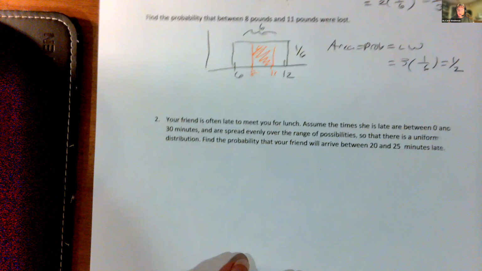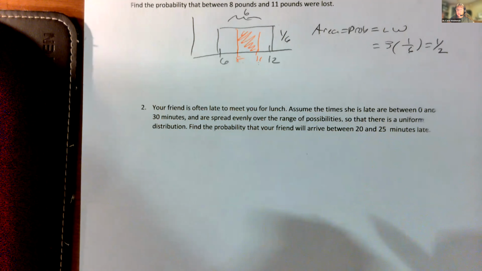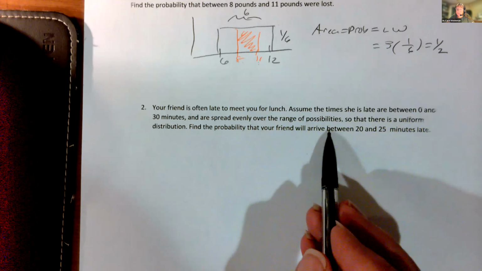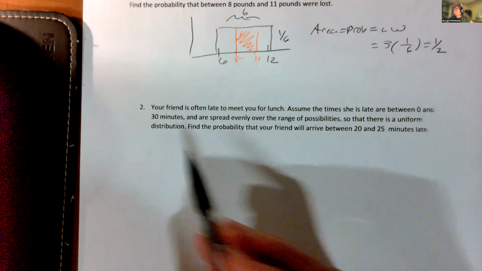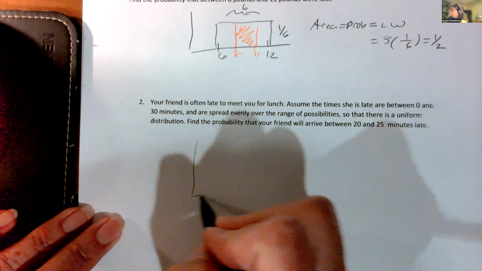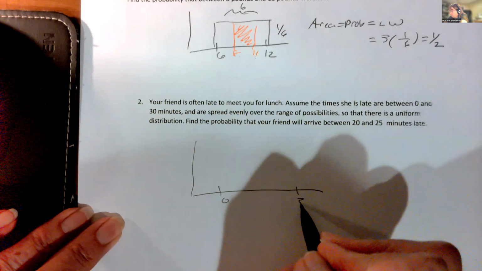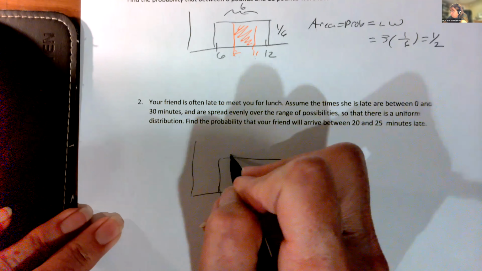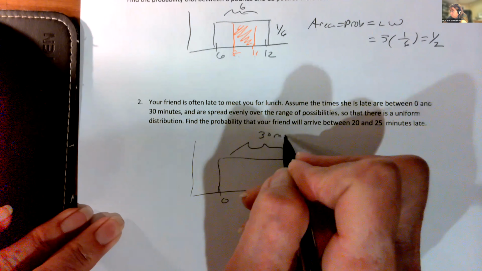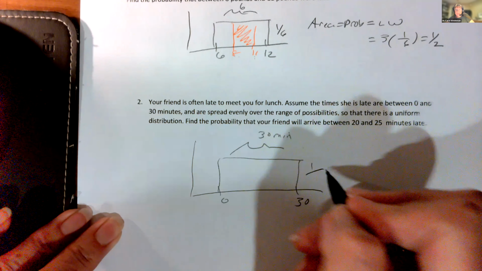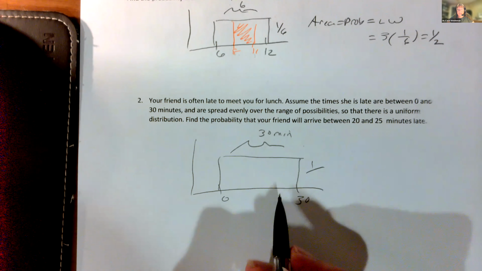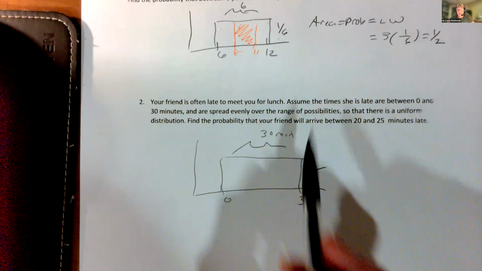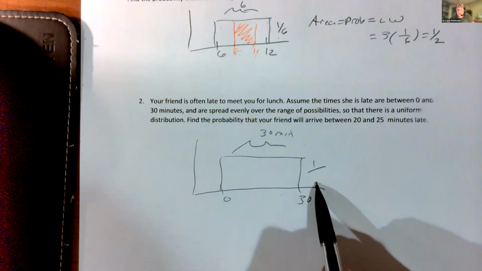Okay, let's do another one. This time your friend is often late to meet you for lunch. Assume the times she's late are between 0 and 30 minutes and are evenly spread over the range of possibilities, so there's a uniform distribution. All right, so let's draw our picture. So 0 to 30. All right, so I know the distance here is 30 minutes, right? What's the height of this rectangle going to be? Remember what we did up here? The length here was 6, so the height was 1/6. So what's the height here going to be? 1/30.